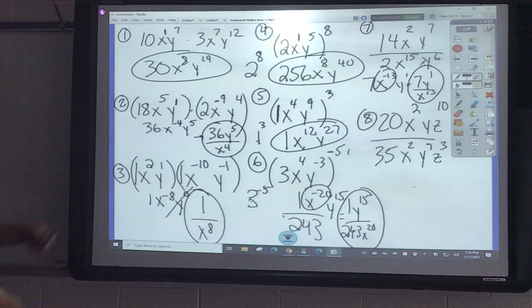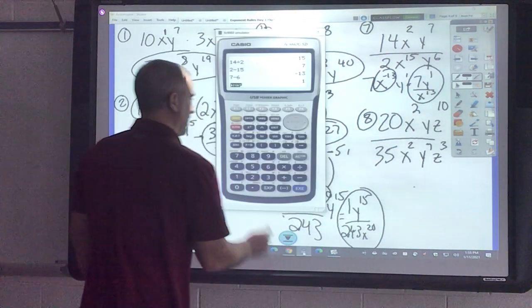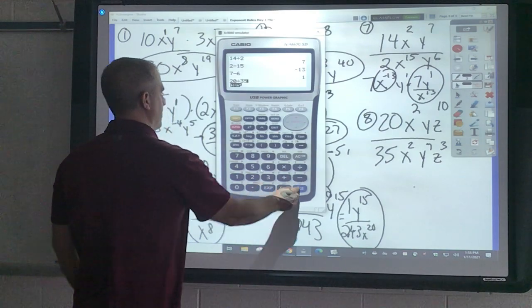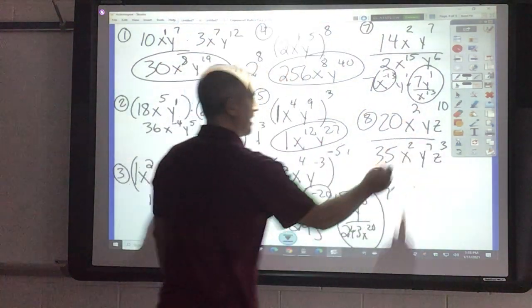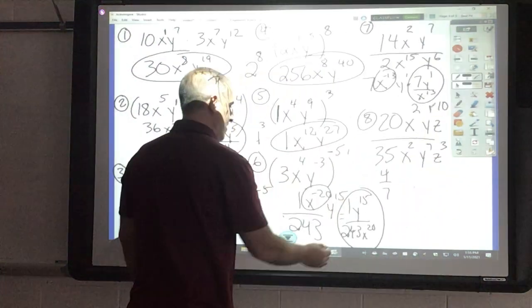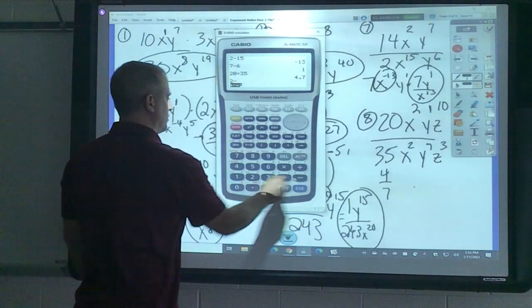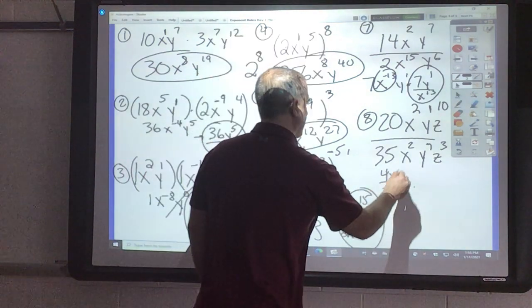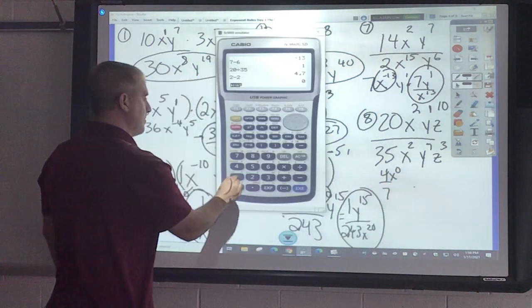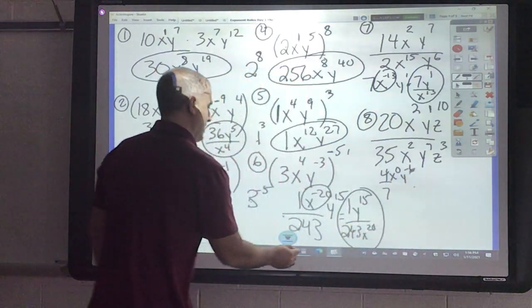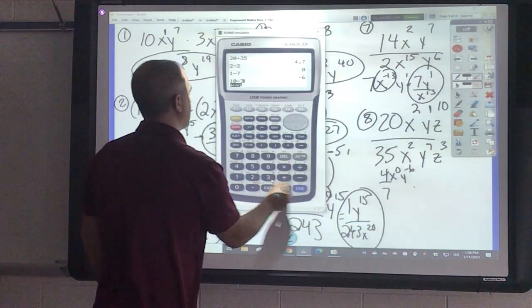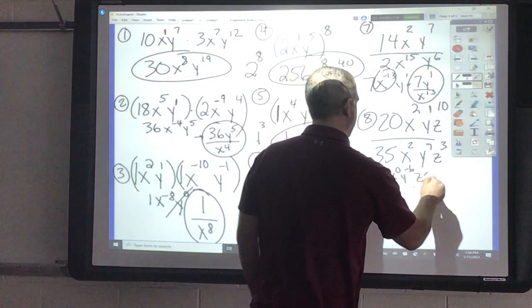Okay? Last question here. I got 20 divided by 35. Get myself a fraction, it's going to be 4 over 7. All right? I got to put that hidden exponent of 1 in there. So I got 2 minus 2 would be x to the 0. 1 minus 7 would be y to the negative 6. And then I got 10 minus 3. I got z to the 7th.